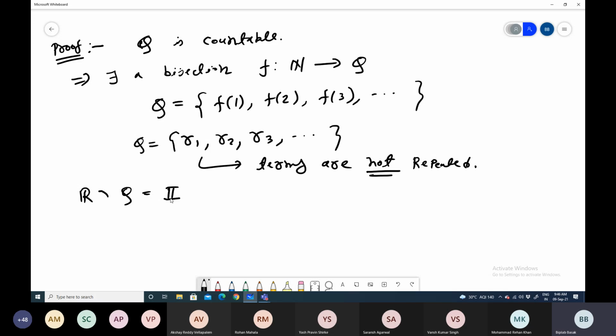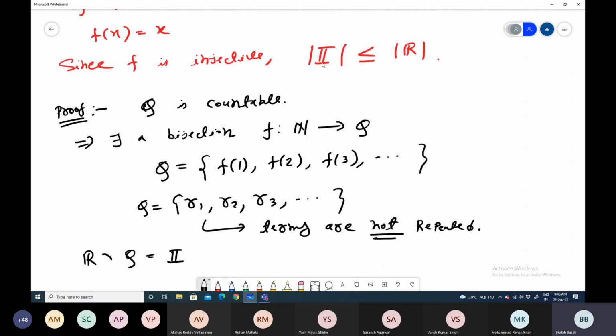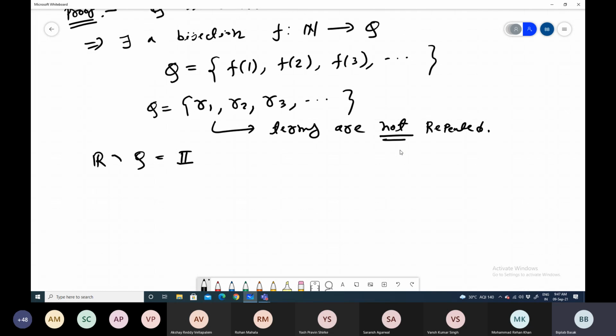Right? So what was the question? We needed to find a bijection from I to R. And if we remove Q, we will get I. But we cannot remove Q from here, right? Because Q is not a subset of I. So what will we do now? We will find another, different set.